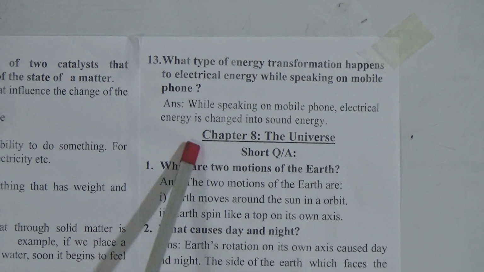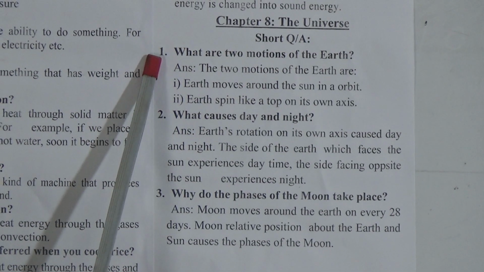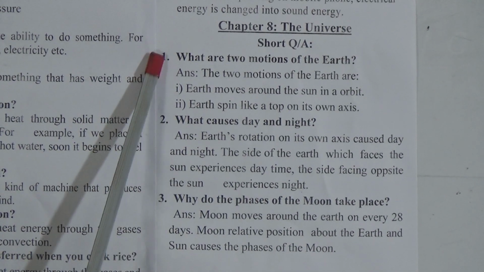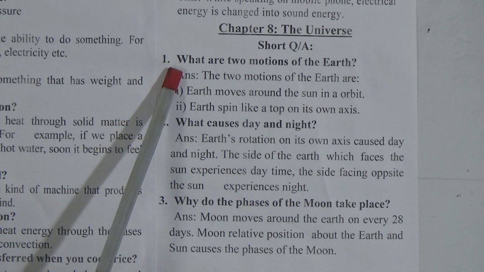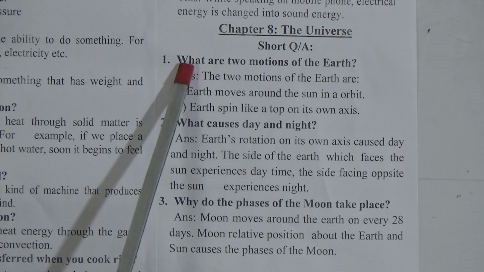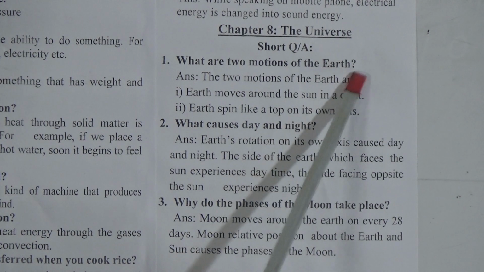Now we will discuss the short question answers from chapter 8. The name of the chapter is The Universe. We will discuss only 3 short question answers from chapter 8, and the rest we will discuss in the next class. First question is, what are 2 motions of Earth?